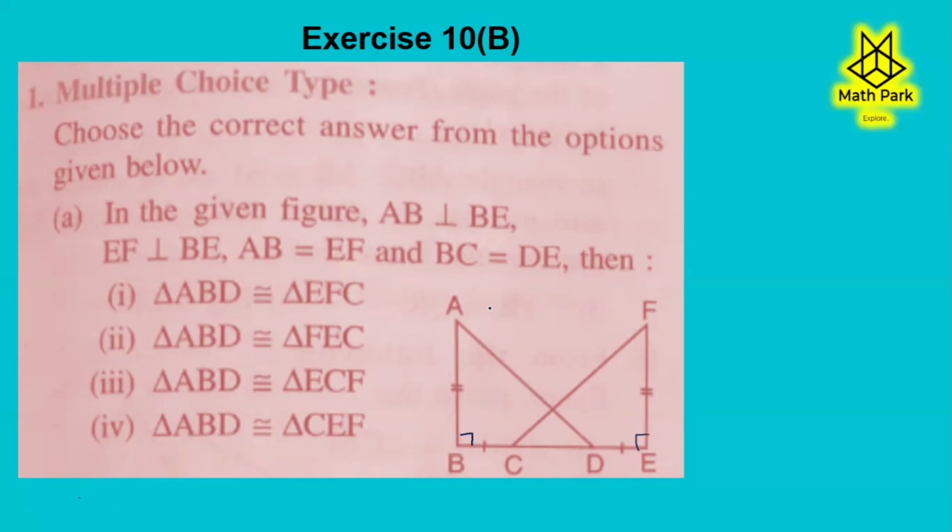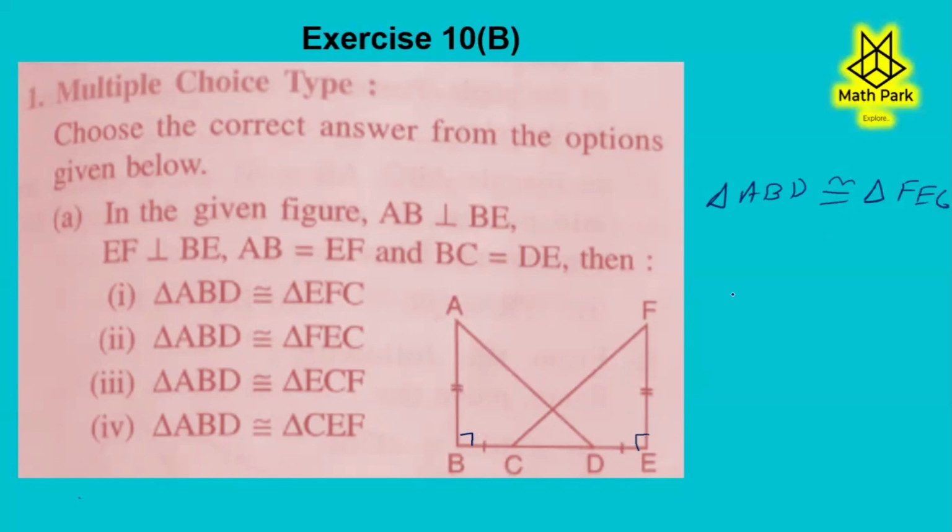Then you are given that BC is equal to DE. Fine. Now here, everywhere it is triangle ABD. So if I take this ABD, you have triangle ABD. If you have AB is equal to FE, and this is 90 degrees, then this will be congruent only to triangle FEC.